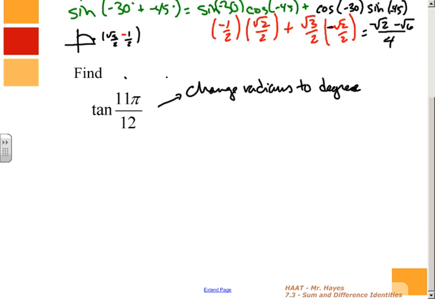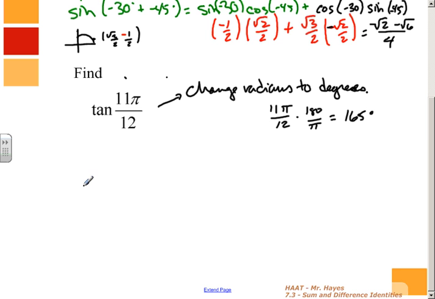Okay, so in this case, 11 pi over 12, if you're forgetting your information from chapter 6, remember, conversion is 180 over pi, so you're going to go 180 over pi, multiply that out, and you should come up with 165 degrees. Ta-da! And then at that point, you would say, oh, well, that's like 120 plus 45 degrees.